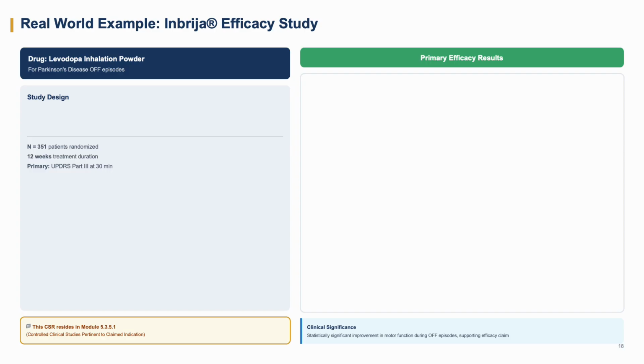While ISS and ISE are regulatory requirements for NDAs, FDA also encourages sponsors to provide these analyses for BLA submissions even though they're not formally required by regulation for biologics. This is because the integrated approach provides valuable context for reviewers.